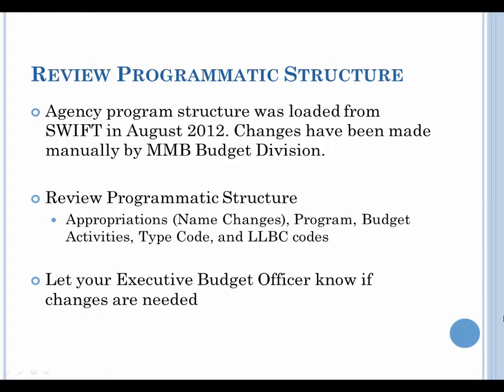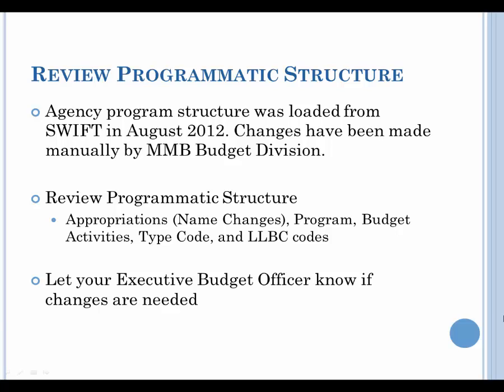The first thing agencies should do to start the 2016-17 biennial budget development process is to review their programmatic structure. Unlike BBS, agencies cannot create new appropriations or recognize their program structure in BPAS. This has to be done centrally by MMB.